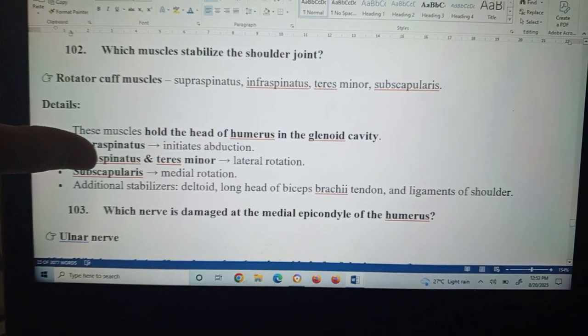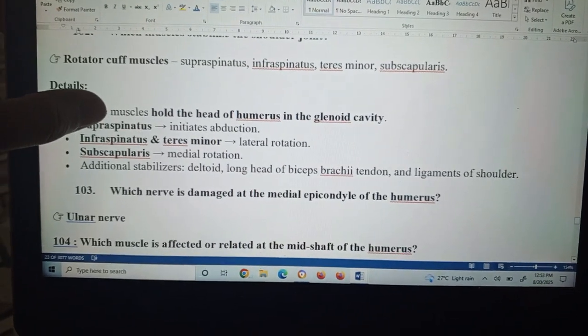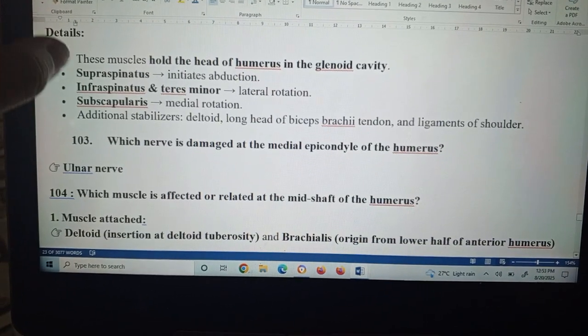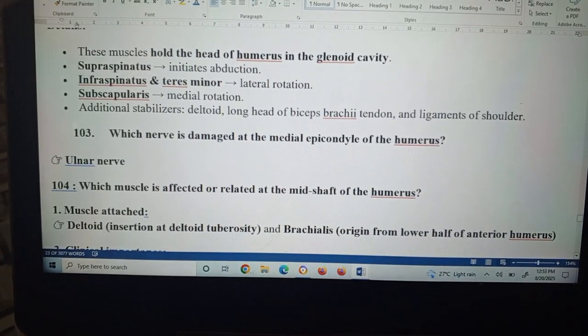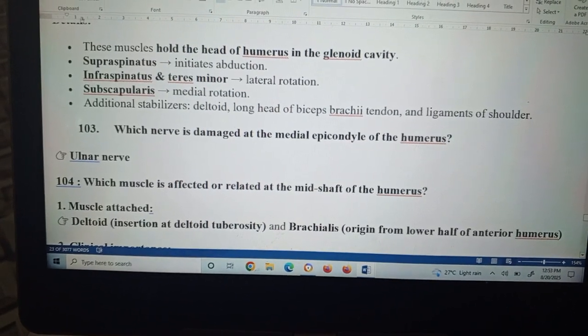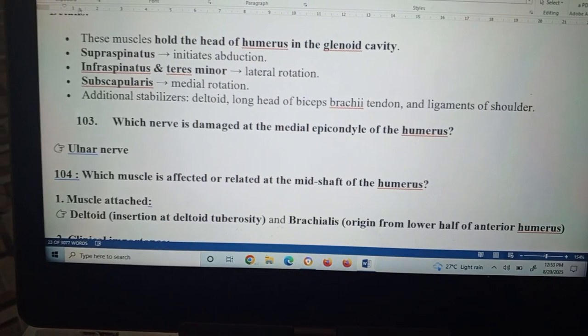Which muscles stabilize the shoulder joint? The rotator cuff muscles that we have already discussed: supraspinatus, infraspinatus, teres minor, and subscapularis. These muscles basically hold the humerus in the glenoid cavity or glenoid fossa. Supraspinatus initiates the abduction.